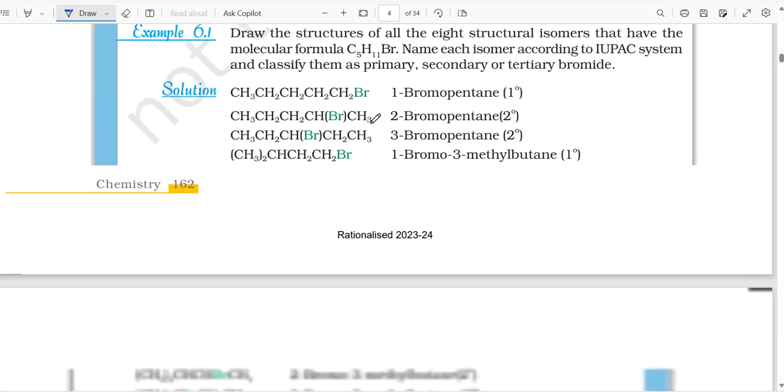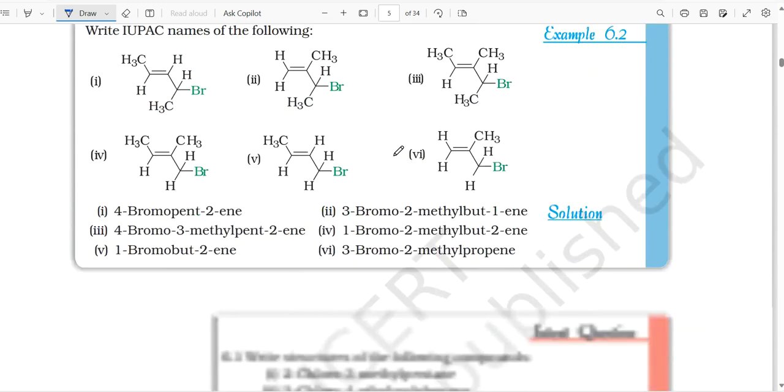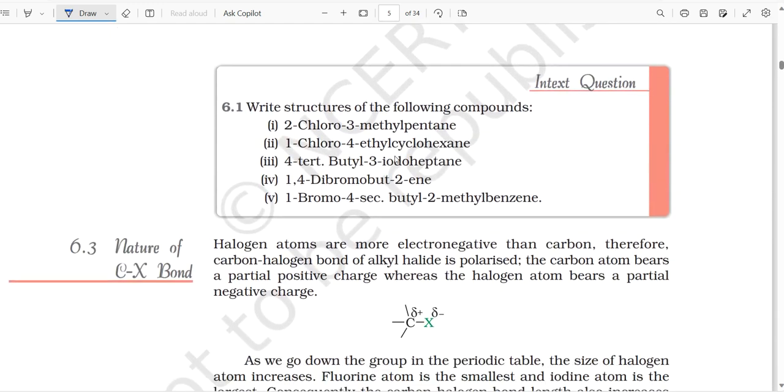I hope in the previous video you were able to solve examples 6.1 and 6.2. Now let us discuss in-text question 6.1, and after that we are going to discuss the nature of the carbon-halogen bond. This topic is very important from the exam point of view. It's a very simple topic.